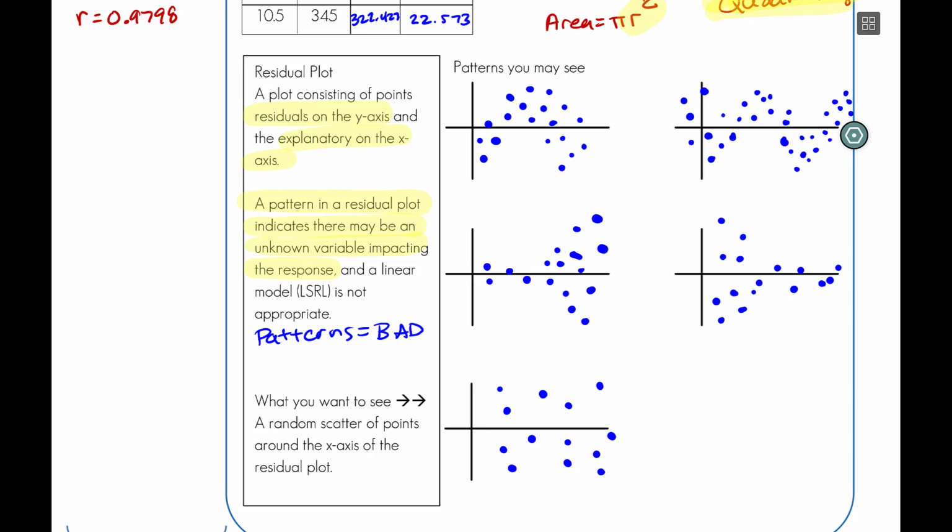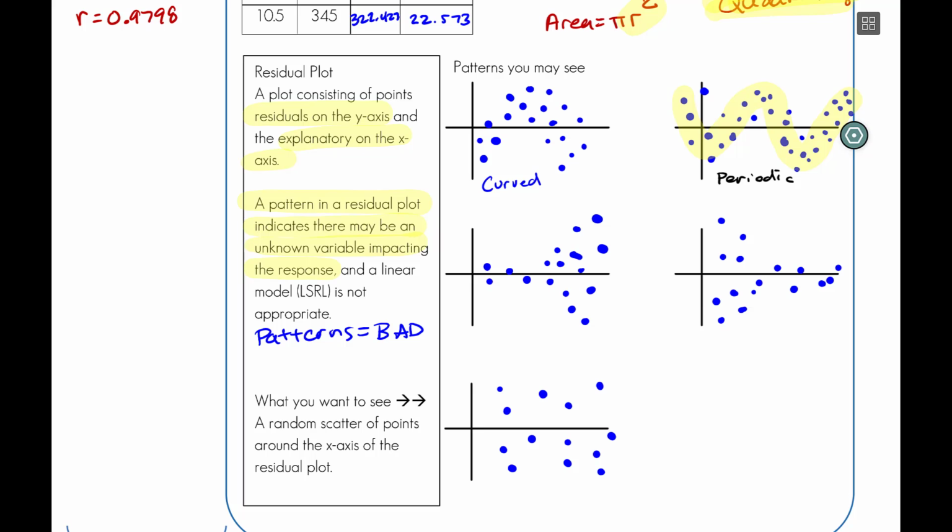Okay? So, what kind of patterns might you see? You might see what we saw here, some kind of curved pattern that indicates maybe a quadratic relationship. You may see something that goes down and up and down and up, or up and down and up and down. These are what we call periodic relationships. These would use sine, cosine, or maybe even tangent as a model.